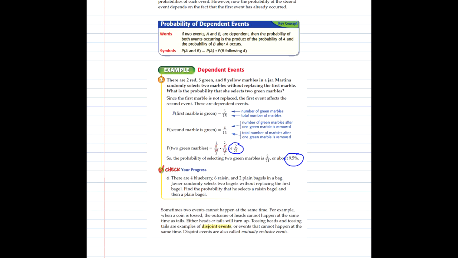Well, 6 out of 12 are raisin, but because the occurrence of the first event affects the second event, there are now only 11 left. So the probability of selecting a plain one second is 2 over 11. This fraction you can see clearly simplifies, giving us then a probability of 1 over 22.